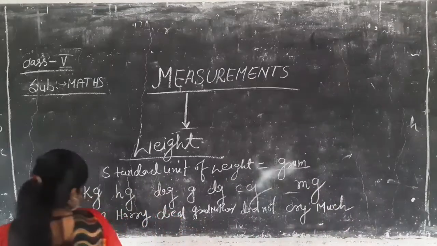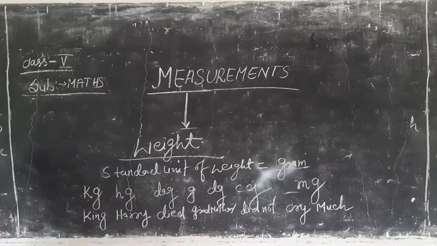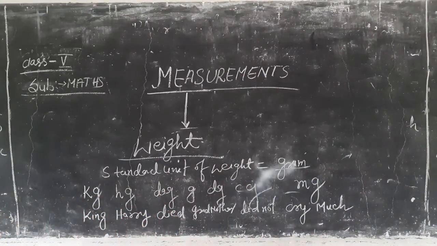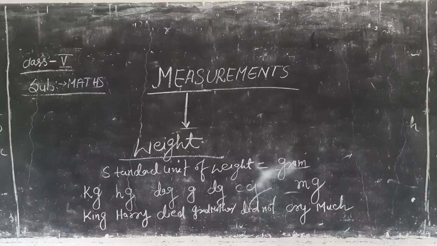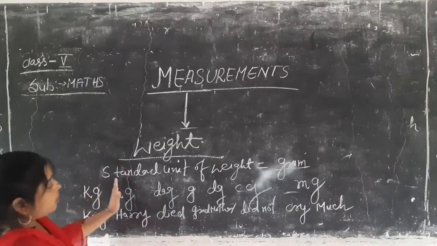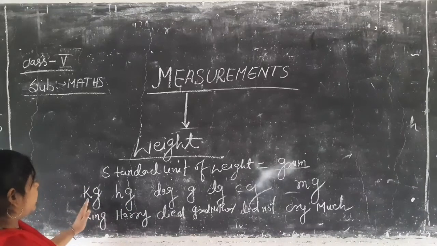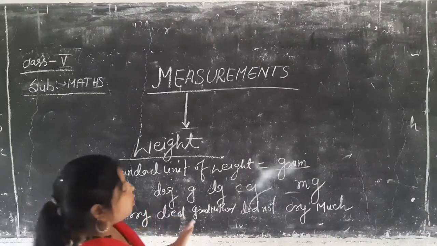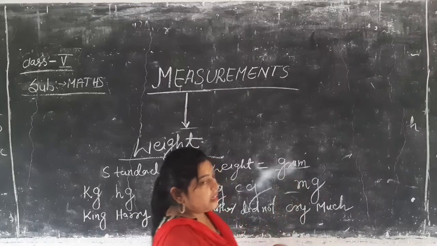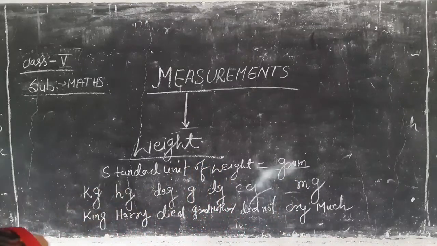King Harry died young, mother did not cry much. So this is the easy way to remember the table. The important thing is, the standard unit of weight is gram. The largest unit of weight is kilogram. The smallest unit of weight is milligram.